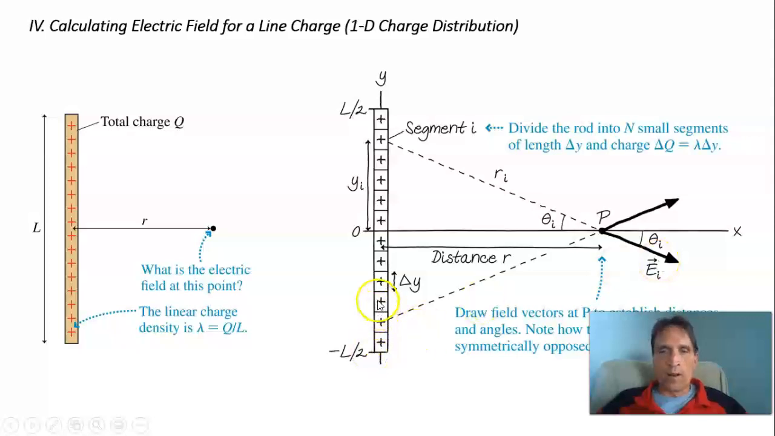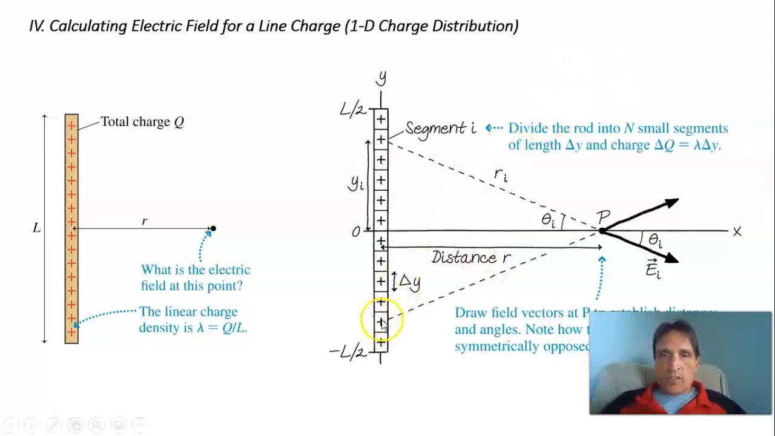You can go up one little element, and the contribution from this element will cancel the contribution from this one along the y direction. When you add all of these up, all of the y components of each incremental electric field element are going to cancel in pairs, and so we're only left with the contributions along the x direction. So we don't even need to deal with the y components of the electric field because we know they're going to be zero. Okay, so let's move on to solving this.